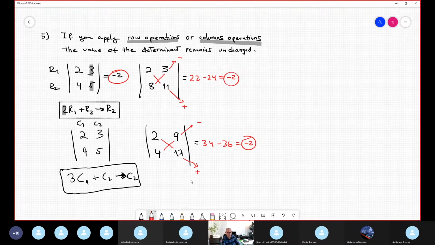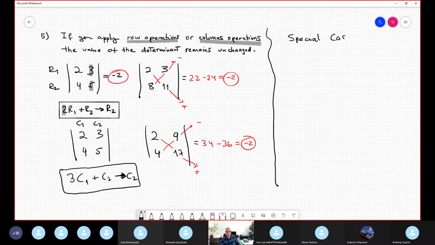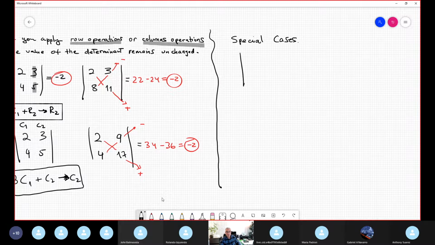Then we have other special cases. Not exactly properties, special cases. Special is when you have, for example, a special determinant. Suppose this determinant: 2, 0, 0, 3. It's obvious that the answer is 6, no? 2 times 3 is 6. 0 times 0 is 0.